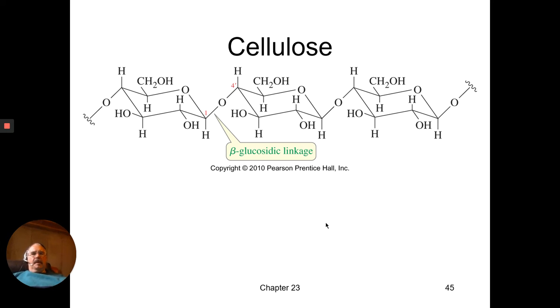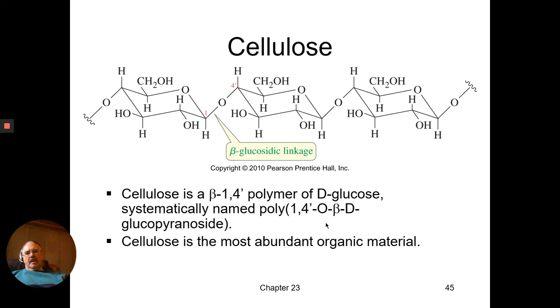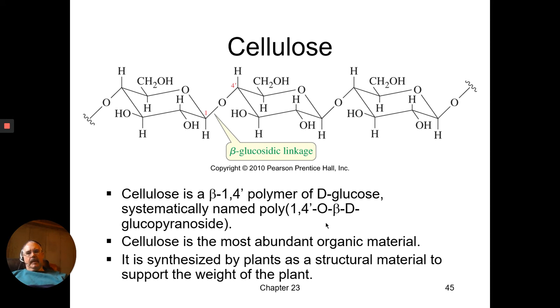All right, if we repeat the cellobiose disaccharide many thousands of times, we have cellulose. Cellulose is the most abundant organic material in nature. It forms the cell walls of plants. Paper is largely cellulose. Cotton is mostly cellulose. It's synthesized by plants as a structural material to support the weight of the plant.